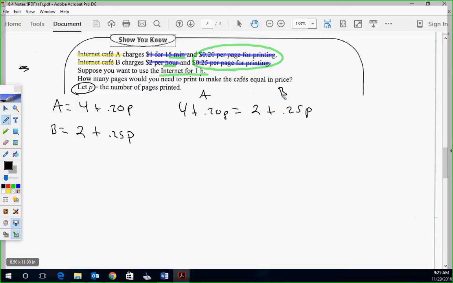Someone besides Luke. Which one's more cost effective? Or let's say you're planning on being there for 20 minutes, then you can figure out which one for 20 minutes is going to be helpful. Or maybe I'm going to print 10 pages. If I'm only going to print 10 pages, which cafe do I want to go to? Those types of things will be helpful. So Luke, what's your next step here in terms of solving?